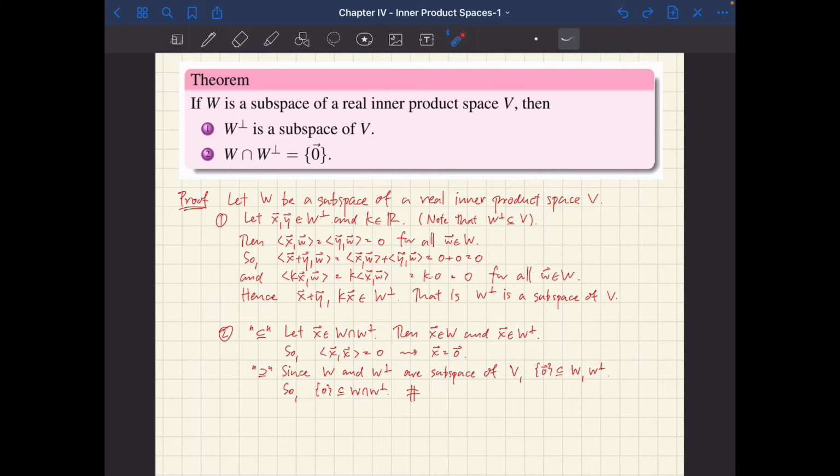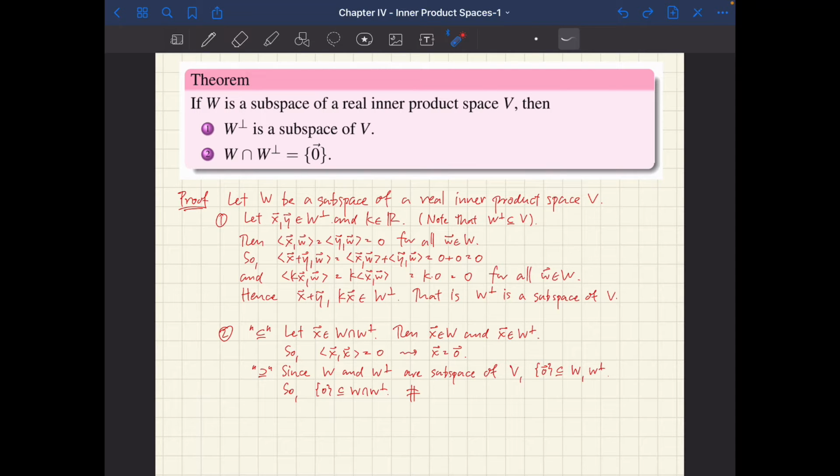Next we calculate the inner product of kx and W, and we use the axiom of inner product to pull k out. This k multiplied by 0 is equal to 0, and this is true for all vectors W in the subspace capital W, right? What does it mean? It means that x plus y and kx are elements in W perp. So this is how to prove W perp is a subspace of V.